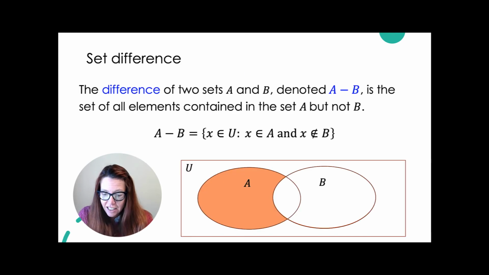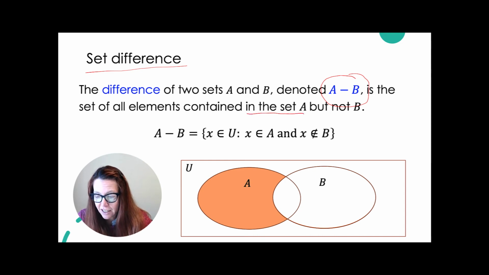Let's look at the set difference. So this is a consideration of 2 sets, A and B, and we're going to look at the set difference where we look at all the elements that are contained in the set A, but not in B. So what that means is the order matters here, right? B minus A is not the same as A minus B.